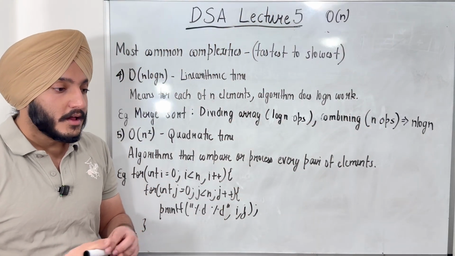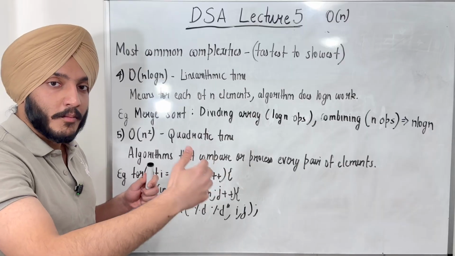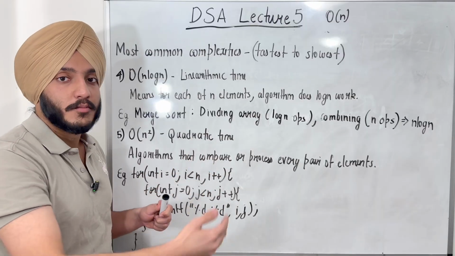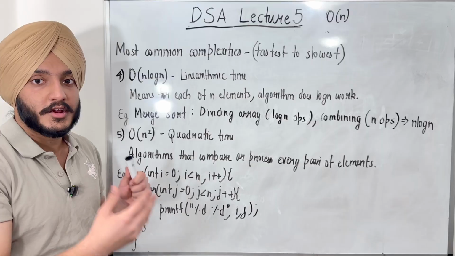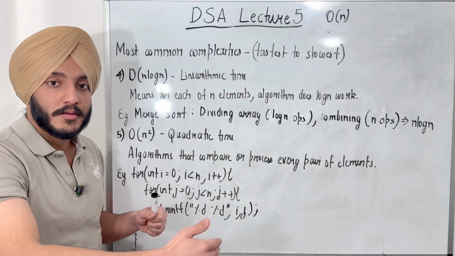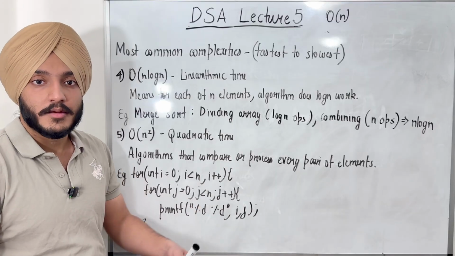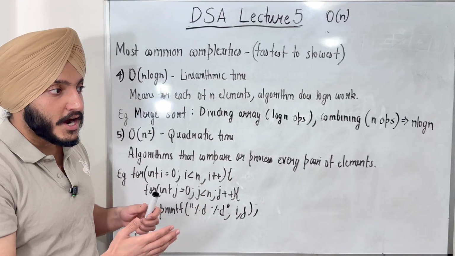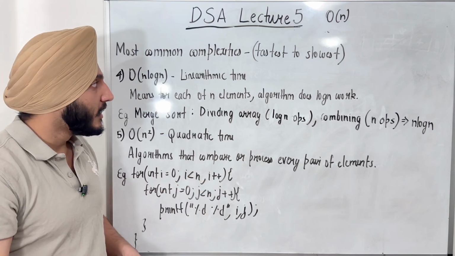For example, the number of operations is increasing as the size of the input is increasing. Think about this: you have an array and you're printing all the elements. If the array size is 500, then you're going to print 500 times. If it is 600, you're going to print 600 times. They are increasing proportional to each other.